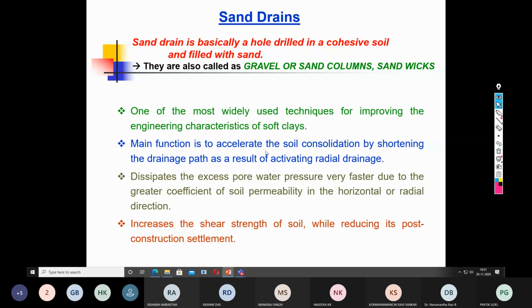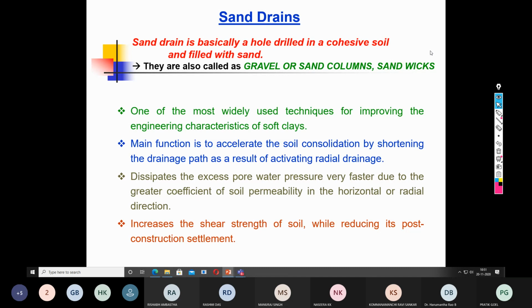These are some fundamental definitions. I will repeat: a sand drain is basically a hole drilled in a cohesive soil and filled with sand. If it is filled with sand, it is called a sand drain. If it is filled with gravel, it is called a gravel column. A gravel column is also called a stone column. We will talk about the stone column in the subsequent classes.